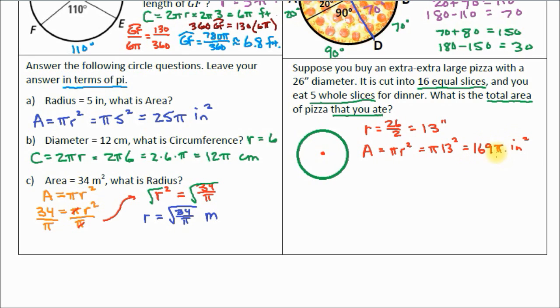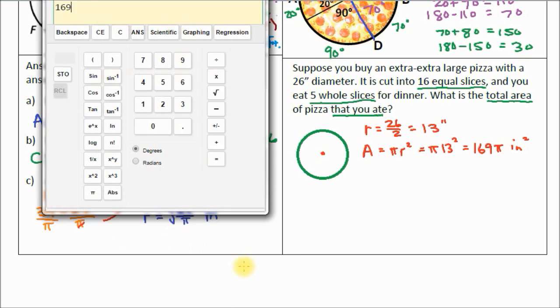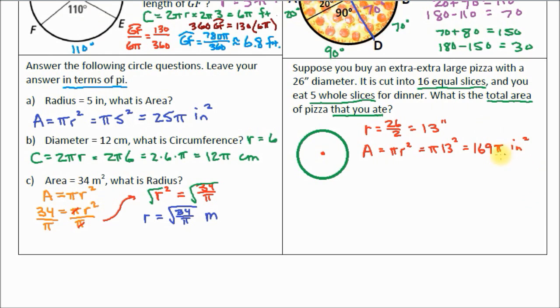If you want to know what this is in terms of decimal, you would type in 169 pi, and now you hit equal and take a look, class. The actual area is like 531 inches squared. But we're going to leave pi because we want our answer to be as exact as possible.